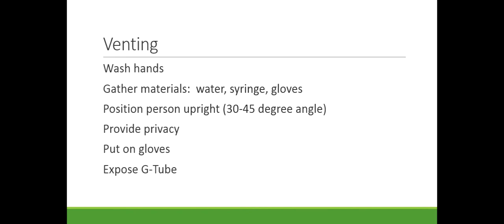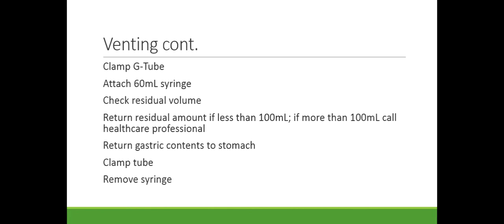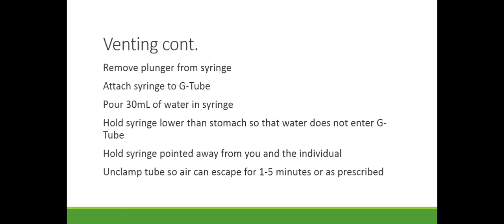position the person at a 30 to 45 degree upright angle, provide privacy, put on gloves, and expose the G-tube. You're going to clamp the G-tube and attach the 60 milliliter syringe in order to check residuals. If the residual amount is less than 100, you're going to return the residual amount. If it's more than 100, you're going to call a healthcare professional. You're going to clamp the tube and then remove the syringe.